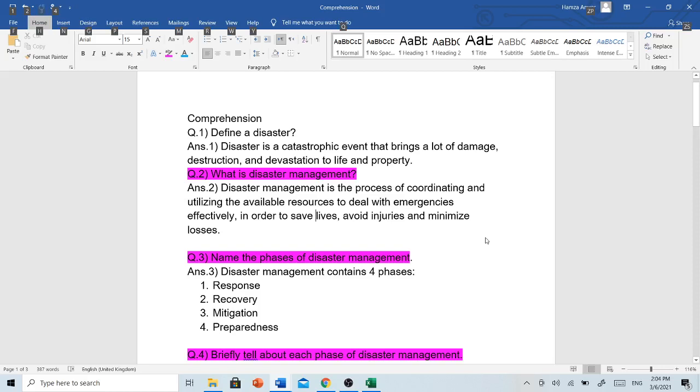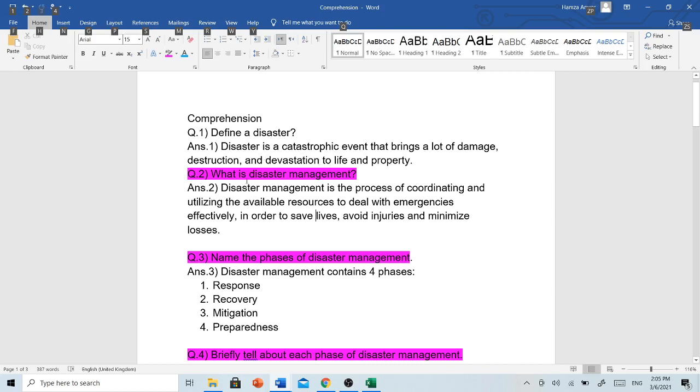Today we are going to do the comprehension of Unit 12 Disaster Management from the book English Language for Grade 8, Balochistan Textbook Board Quetta. So let's start. Question number 1. Define a disaster. What is a disaster? Disaster is a catastrophic event that brings a lot of damage, destruction, and devastation to life and property.